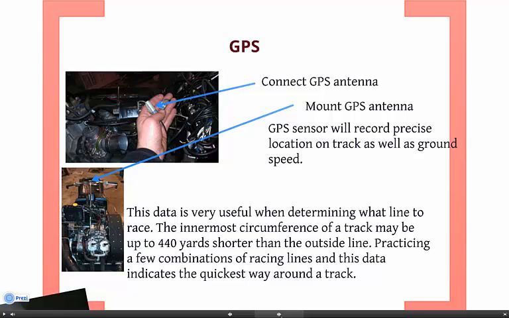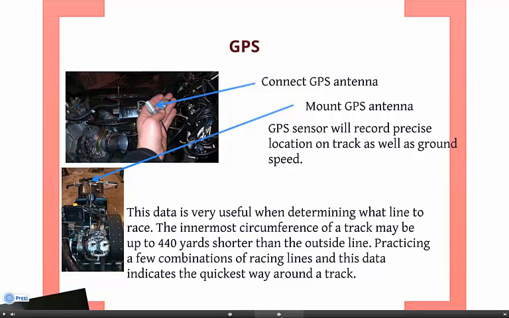The AIM Evo 4 has a built-in 3-axis accelerometer or bump detector. When a spike or G-force is noticed, you can go to the GPS trace and see where the bump in the track is located so you can adjust your race line to avoid it.